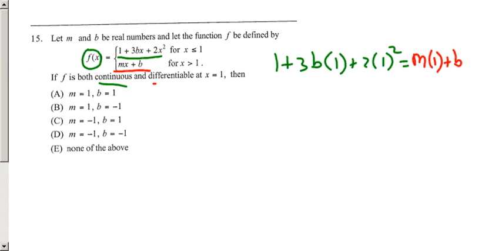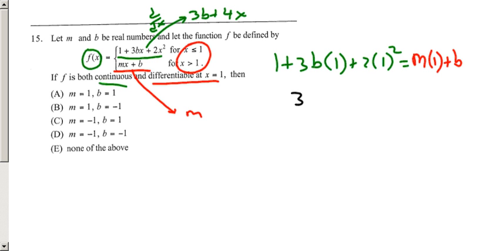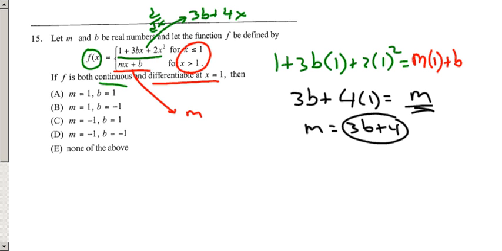Well, if it's differentiable at 1, that means the derivative must exist, which means, if we think about the derivative of this, d/dx, the derivative of that's going to be 3b plus 4x. And the derivative of this is just m. So at x equals 1, their derivatives must be the same thing. So we're going to get another equation that says 3b plus 4 times 1 must equal m. Well, this is a pretty straightforward system of equations because we have m isolated nicely over there. So we have m is 3b plus 4, which we can put in here.